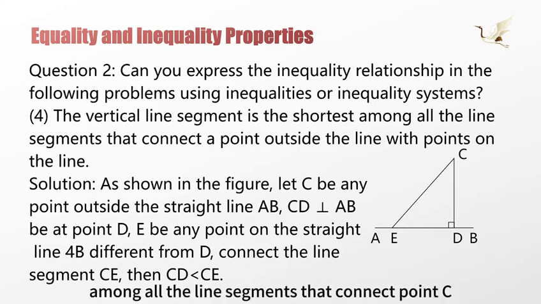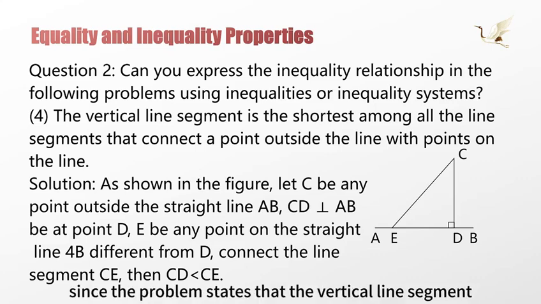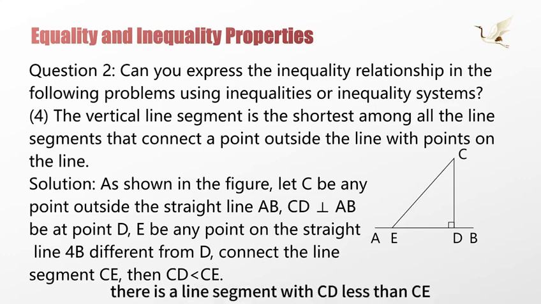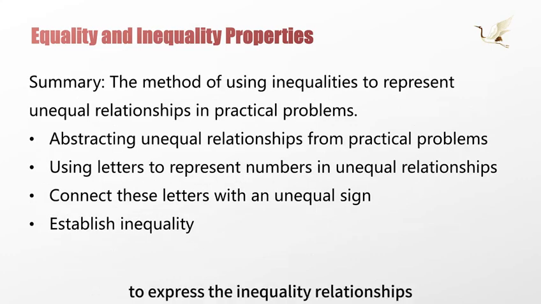We say that among all the line segments that connect point C outside the straight line to various points on the straight line, CD is called the perpendicular segment, and CE is called the other line segment. Since the problem states that the perpendicular segment is the shortest, we have CD < CE.